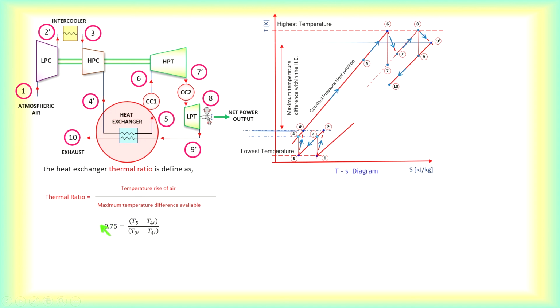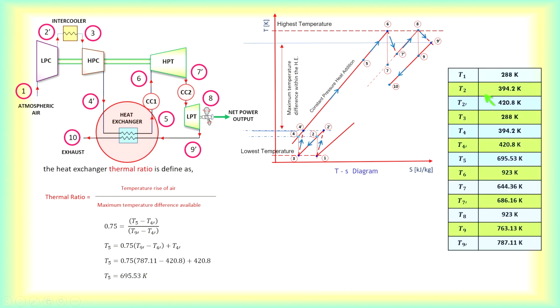And then they have given us a thermal ratio of 0.75, right? So from here, we have got this, we have got this, and we have got this. So we will be able to find out the T5. So T5 will be 695.53. Now we have completed finding out all the temperatures.